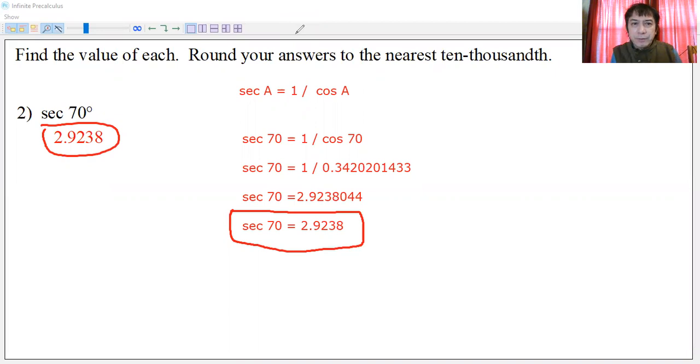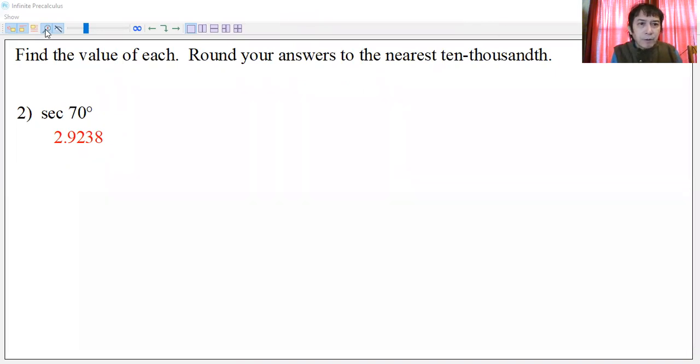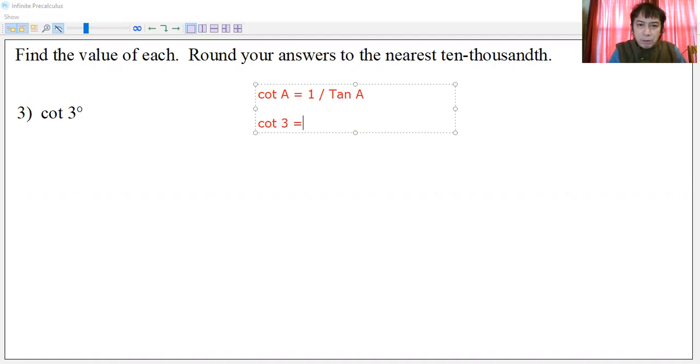Let's proceed to number 3. Find cotangent of 3 degrees. Let's have the formula first. Cotangent of A is equal to 1 divided by tangent of A. So cotangent of 3 degrees is equal to 1 over tangent of 3 degrees. So cotangent of 3 is equal to 1 divided by tangent of 3.